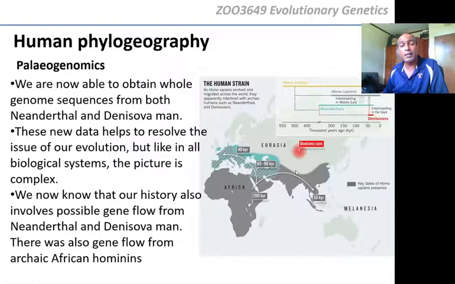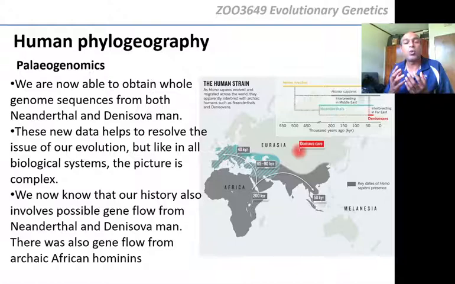Then what happened when we left? We did not just replace them, as Out of Africa says. And these people who left Out of Africa were not simply replaced by the people who were already there, as multi-regional says. What happened was a combination of both Out of Africa and multi-regional. It's called Out of Africa with assimilation.